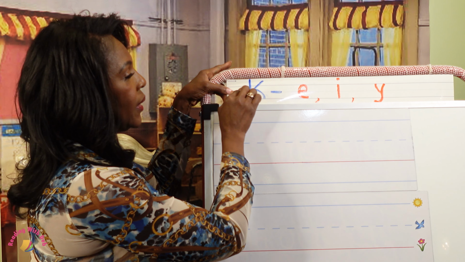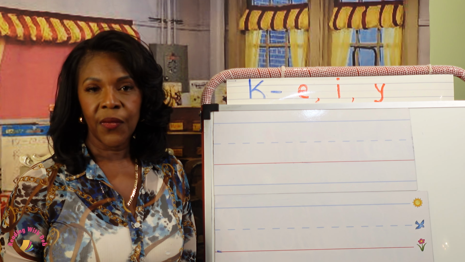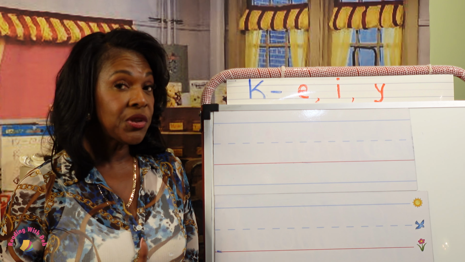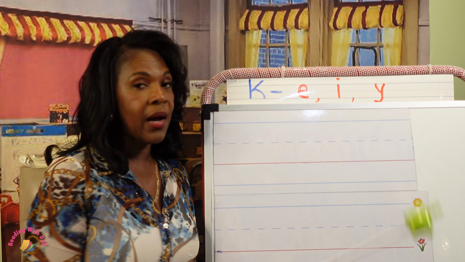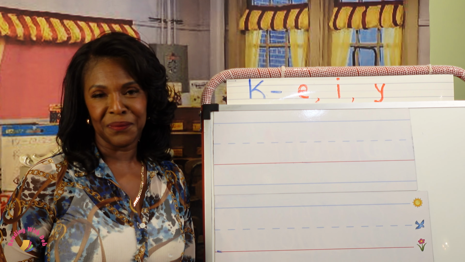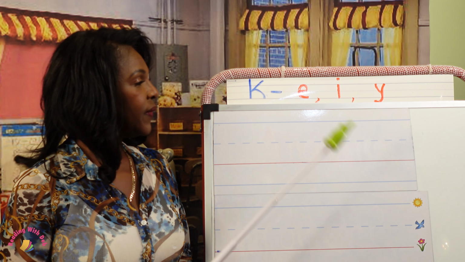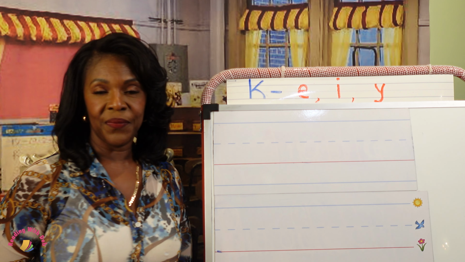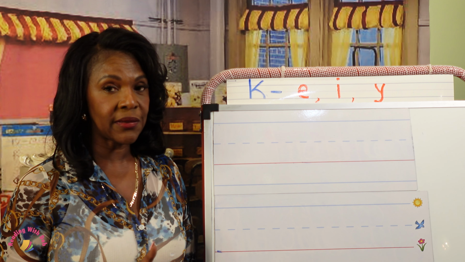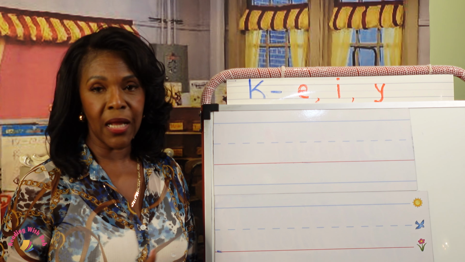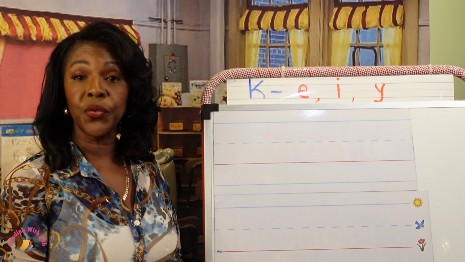So, let's see, there it is. Now, the rule goes as follows. K is usually used when the letters E, I, or Y is right after the K sound. Okay? So we use K before the letters E, I, or Y. And that's usually. Usually means most of the time, not always. Almost always, but not always. Okay? So now let us practice using the rule.